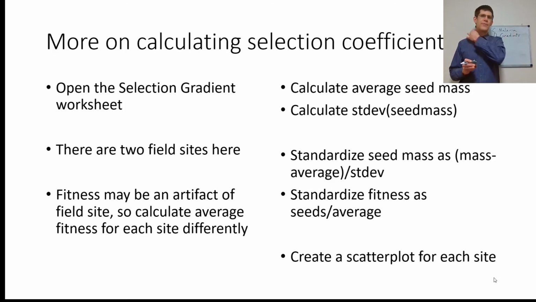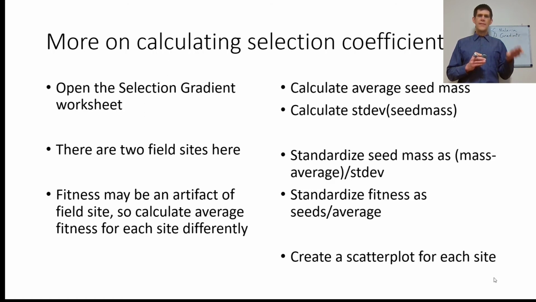So you'll calculate the average seed mass. That's one of the traits we're looking at. With average seed mass, we're expecting that the bigger the seeds, the more you're going to suffer being eaten. So we might expect that the higher seed mass will have lower fitness. And that could be true at one or the other field site.